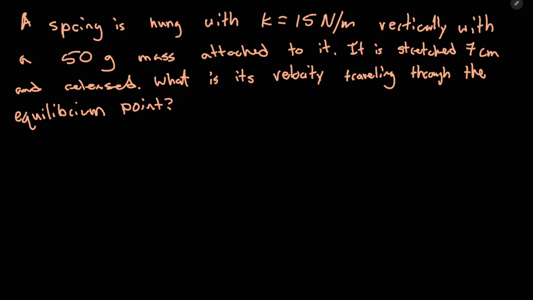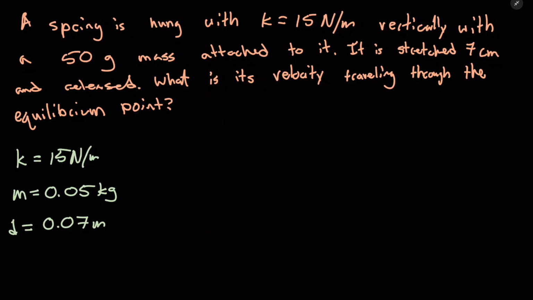So first, let me just write out some variables that we would like to know. k is equal to this, and then we have mass is equal to 0.05 kilograms. Always convert to the standard units. And then it is stretched 7 centimeters, so we have d is equal to 0.07 meters, or change in x, doesn't matter. And then it's released. What is its velocity traveling through the equilibrium point?